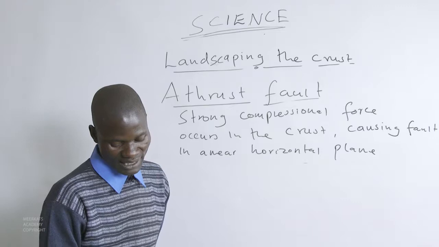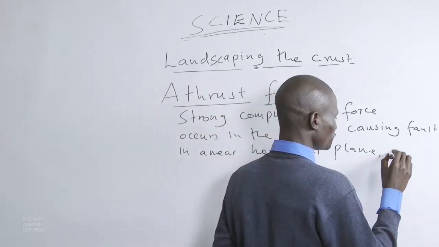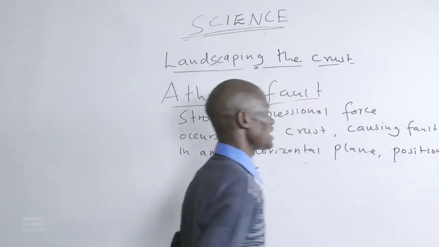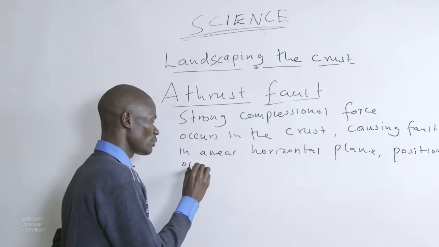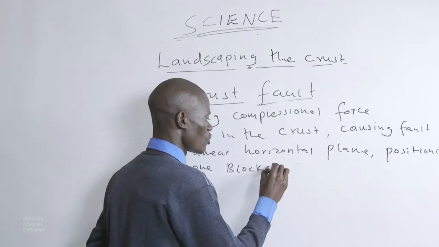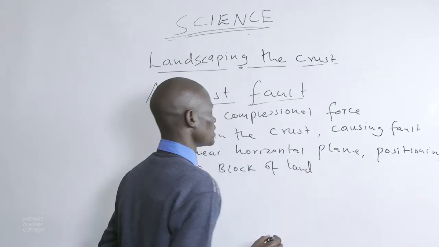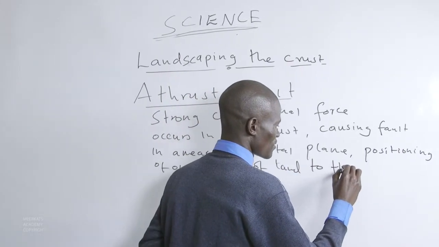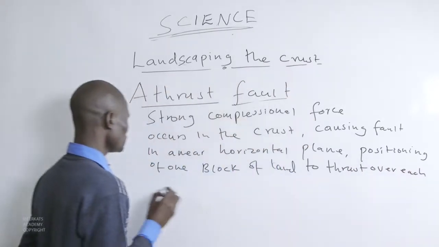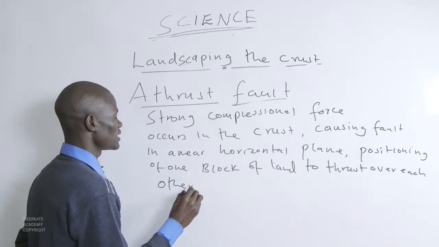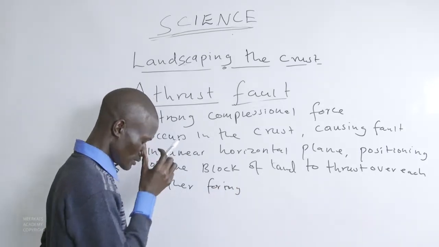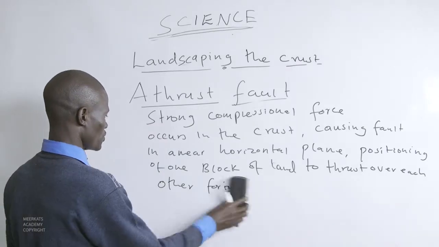This positions one block of land to slide or thrust over the other, and then forms what we call a thrust fault.